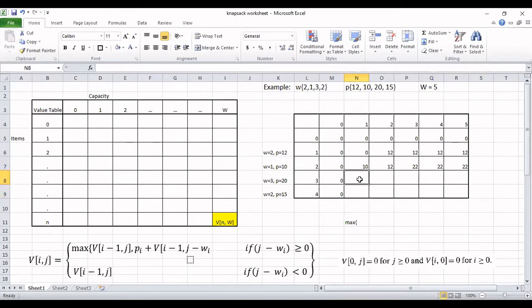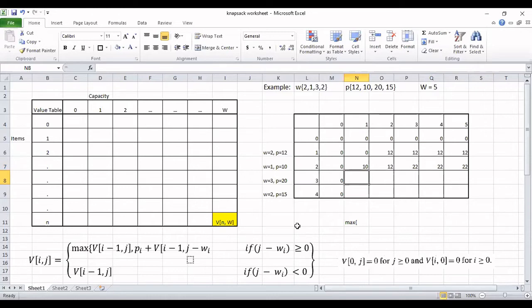Now, in the same way, to fill the next cell, V of 3 comma 1. So what is the weight of this item? 3. And the capacity is 1. Can we accommodate item number 3 in capacity 1? No, sir.